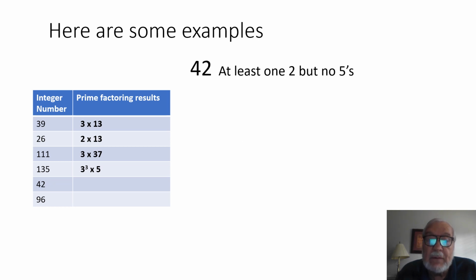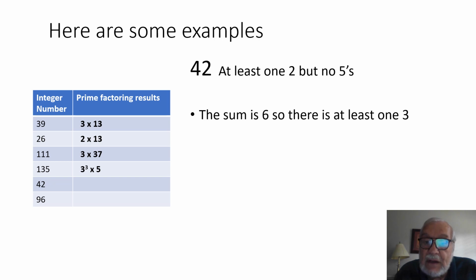All right, now next one. There's at least one 2 because of the 2 here. There are no 5's. When you add these two numbers together, you get a 3, because the sum is 6, so there's at least one 3.